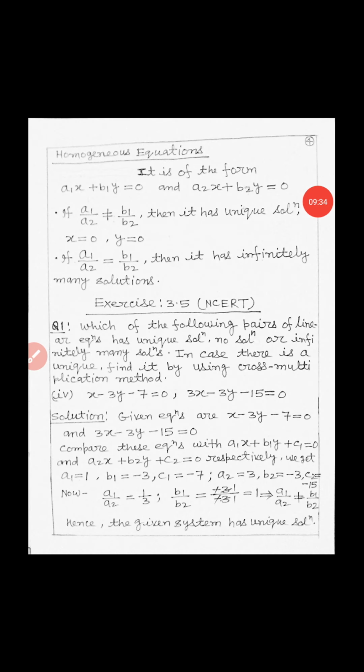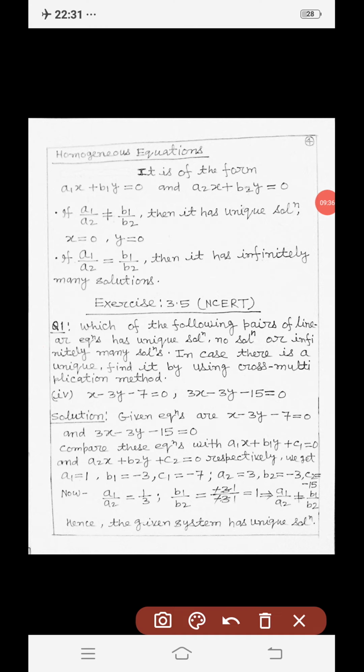Now we will discuss homogeneous equations. Dear students, homogeneous equations are those equations in which the degree of each term is the same. It is of the form a1x + b1y = 0 and a2x + b2y = 0. Here the constant term is 0.